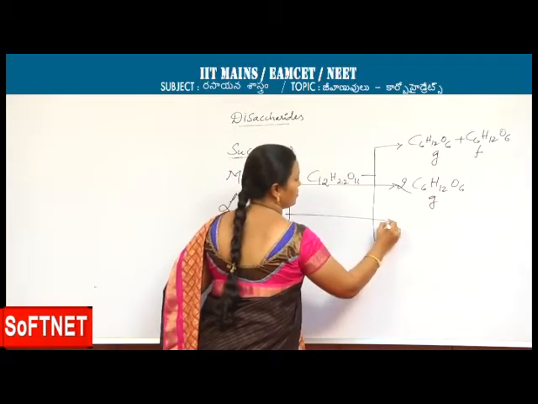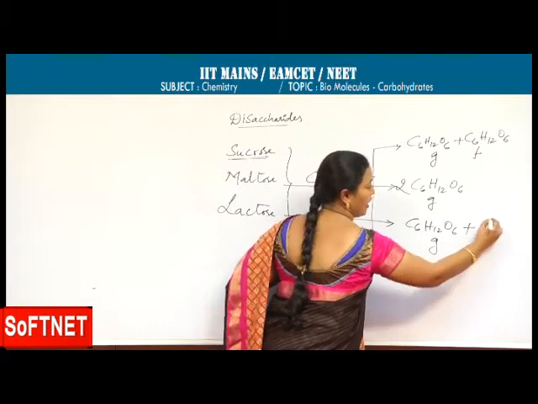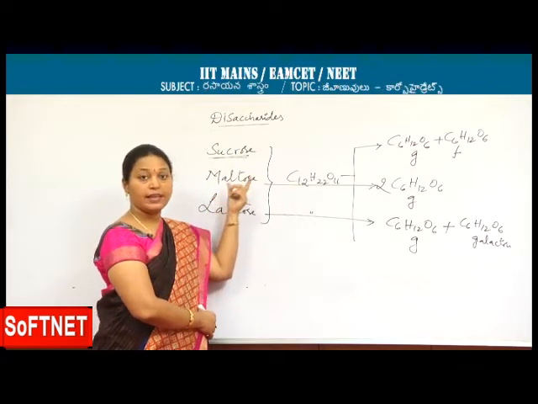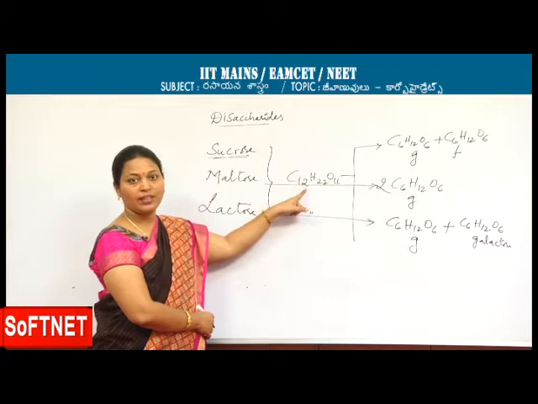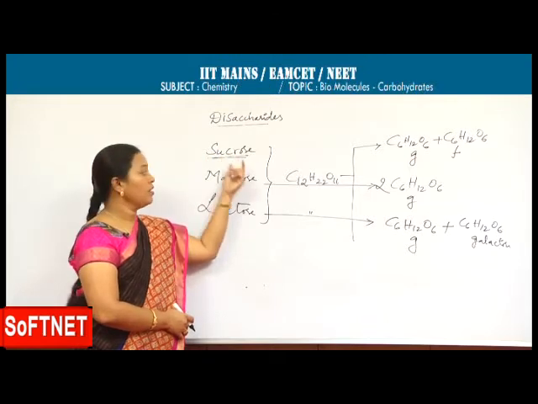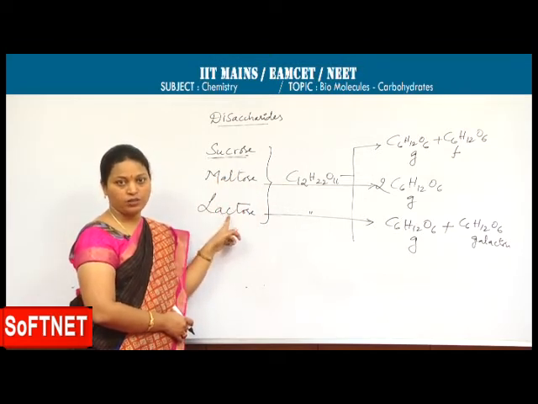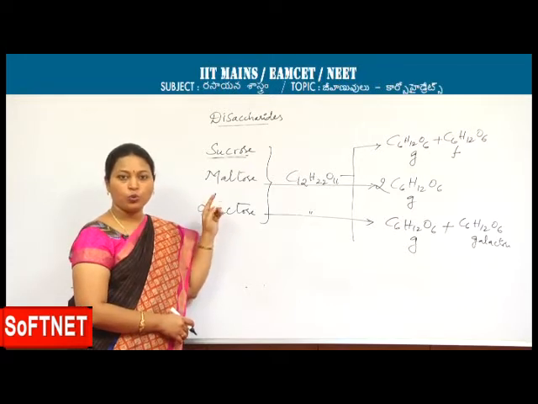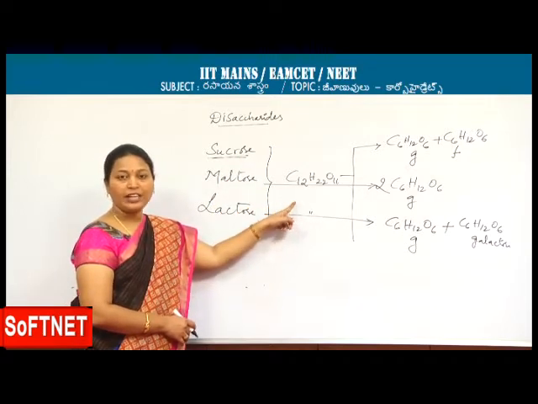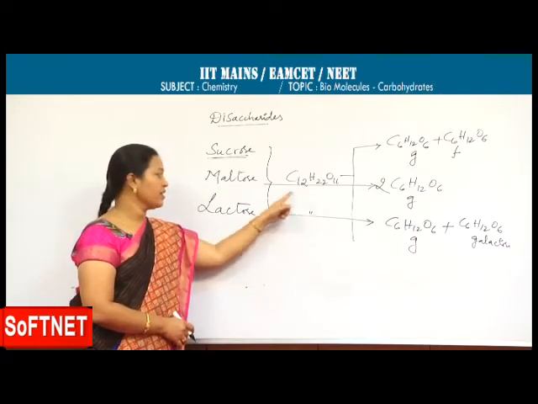Lactose has the same molecular formula also, and it hydrolyzes to produce glucose and galactose. I have to repeat here once. All these have the same molecular formula. Based on the hydrolysis products, we can identify the given disaccharide. By seeing C12H22O11, one cannot say whether it is sucrose or maltose or lactose. If the disaccharide hydrolyzes to produce glucose and fructose, we can confirm it as sucrose. If it hydrolyzes to produce only glucose units, then we can confirm it as maltose. If it hydrolyzes to produce glucose and galactose, we can consider it as lactose.